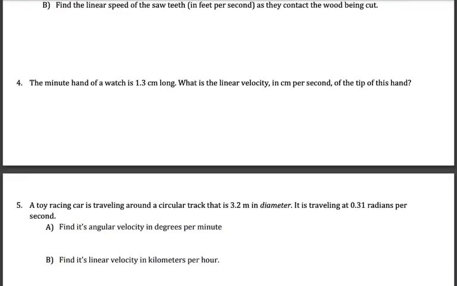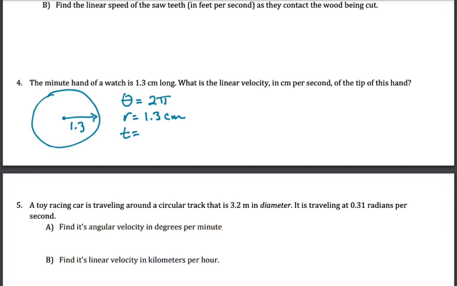Okay, on this next example, we have the minute hand of a watch is 1.3 centimeters long. So think about the face of a watch and you've got your minute hand. It's 1.3 centimeters long. What is the linear velocity in centimeters per second? A minute hand will go around one full circle. It has its radius, which is 1.3 centimeters. Let's see, what else do we need? Our time, it takes it 1 minute to go around.